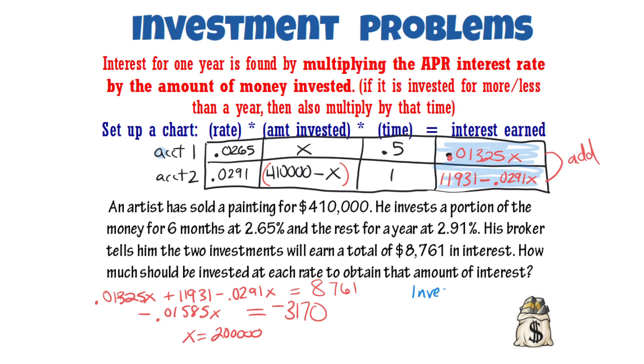This is the perfecting, where you explain what you found and put units in it. Invest $200,000. You're talking money, so be sure to label. Invest $200,000 in the first account. And I'm going to write right over that picture. 410,000 minus that is going to get me $210,000 in the second account.